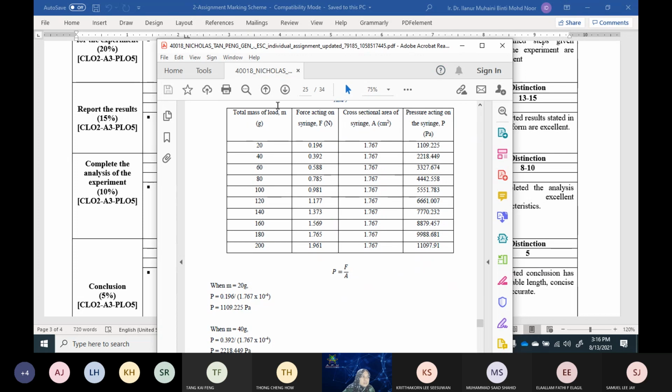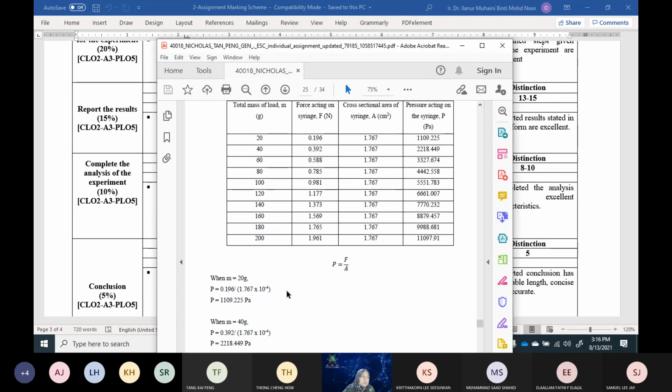Okay, the result is in table form, right? Total mass of load, force acting, cross-sectional area, and then pressure. To get the last column, the pressure, how to calculate? By using this formula: F divided by A, you get the pressure.